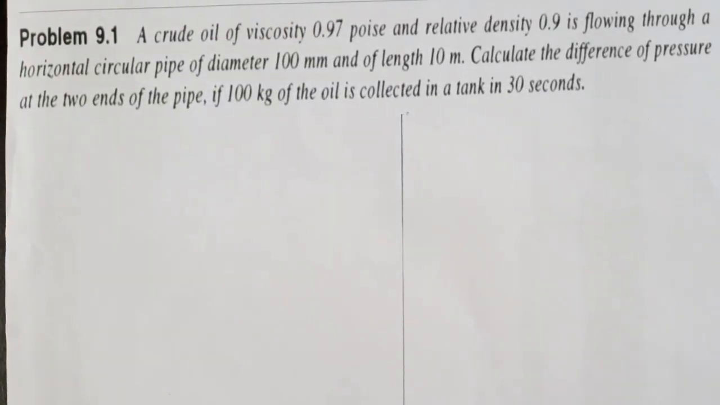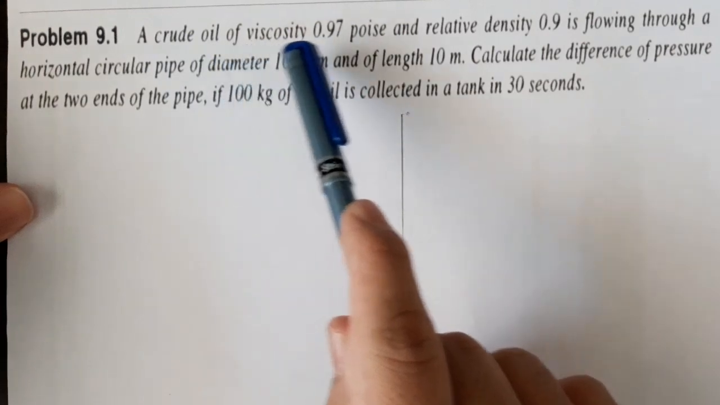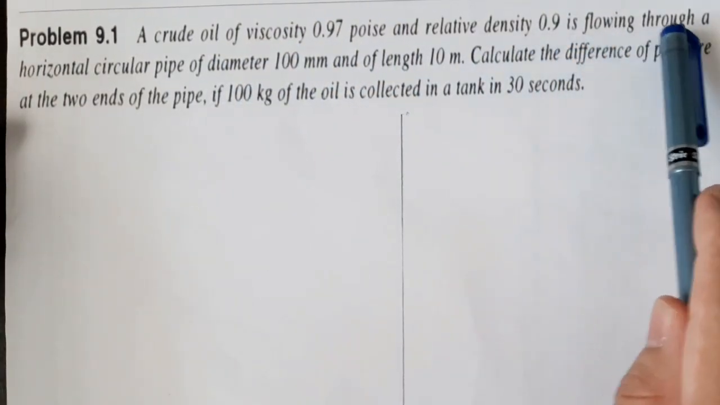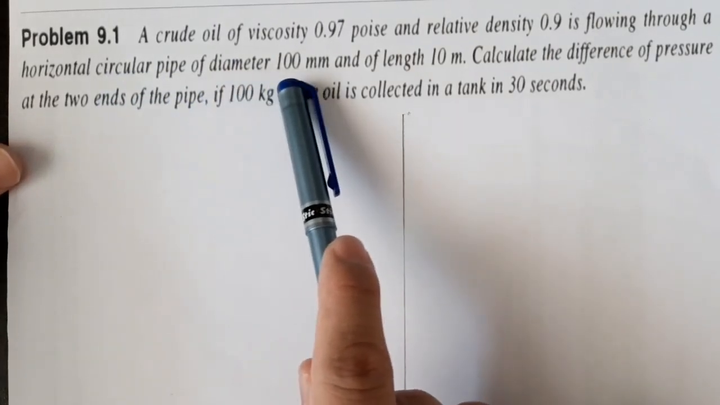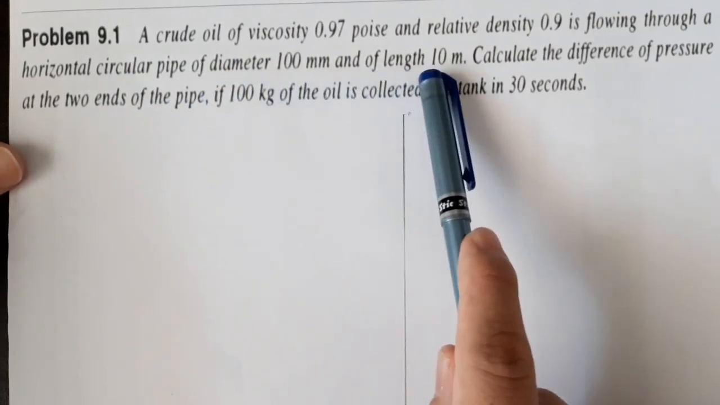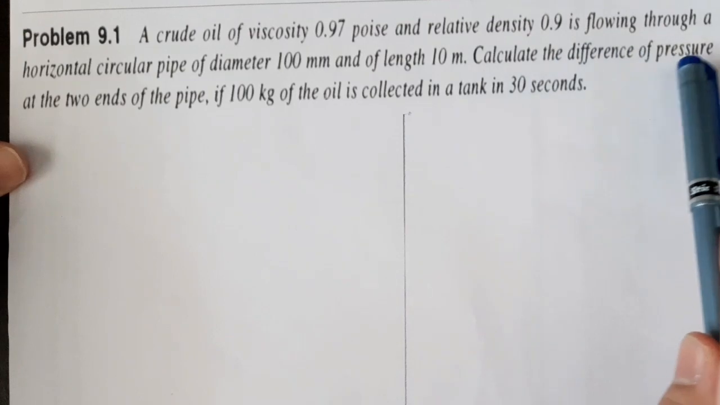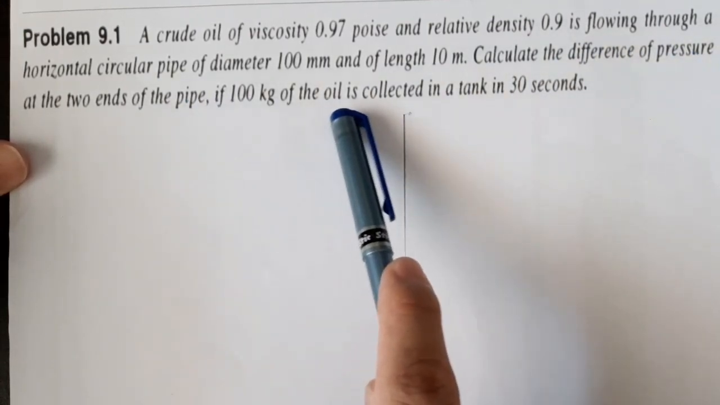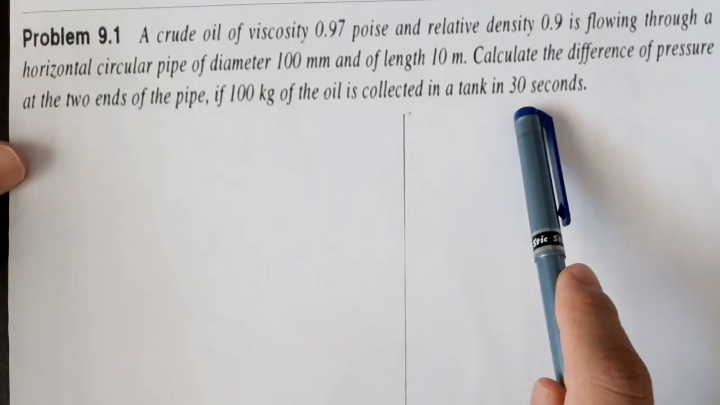Today we will discuss the numericals of the fluid flowing through the circular pipe. So the first numerical is: a crude oil of viscosity 0.97 poise and relative density of 0.9 is flowing through a horizontal circular pipe of diameter 100 mm and of length 10 meter. Calculate the difference of pressure at the two ends of the pipe if 100 kg of oil is collected in a tank in 30 seconds.